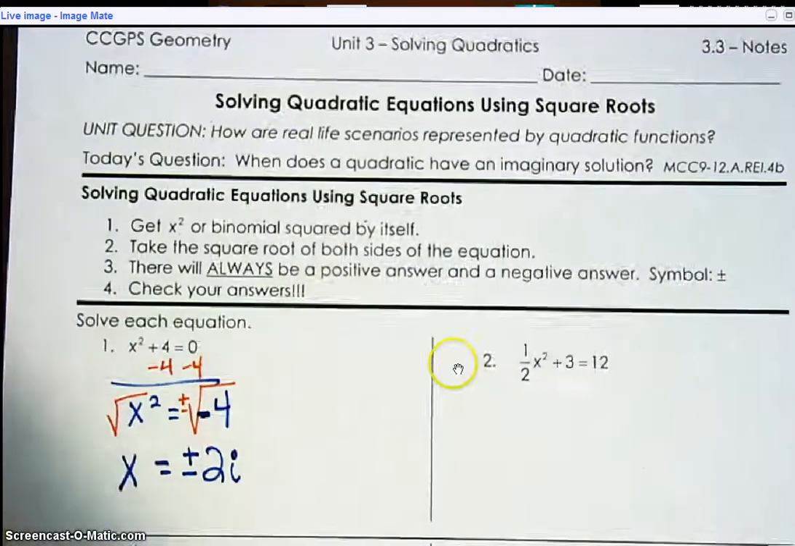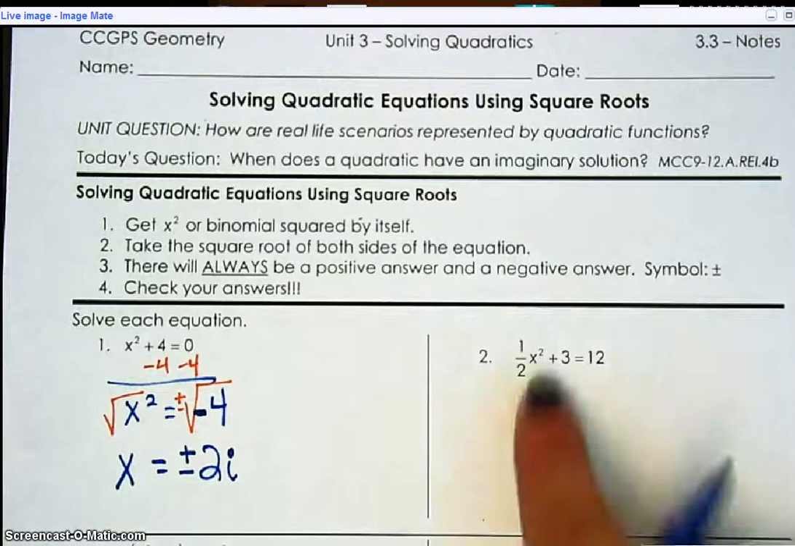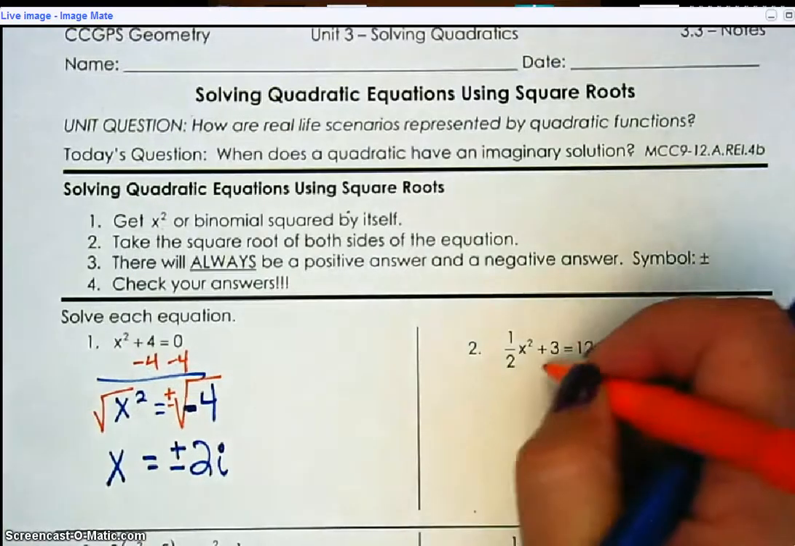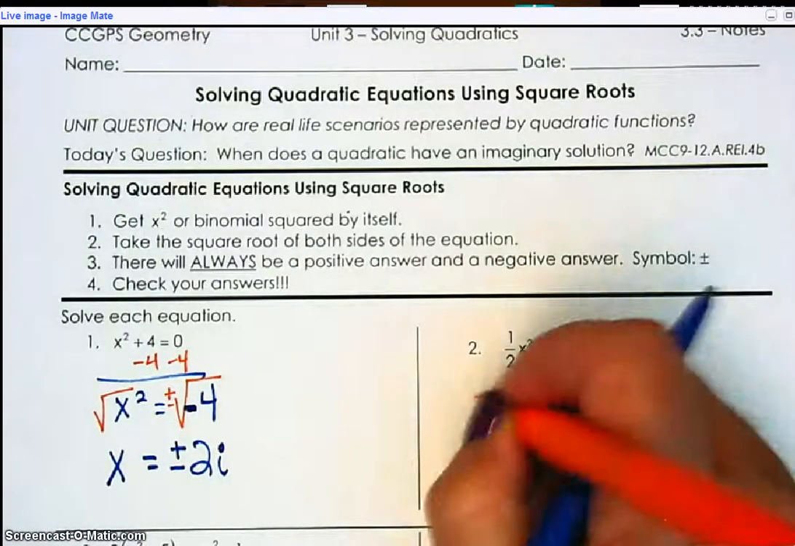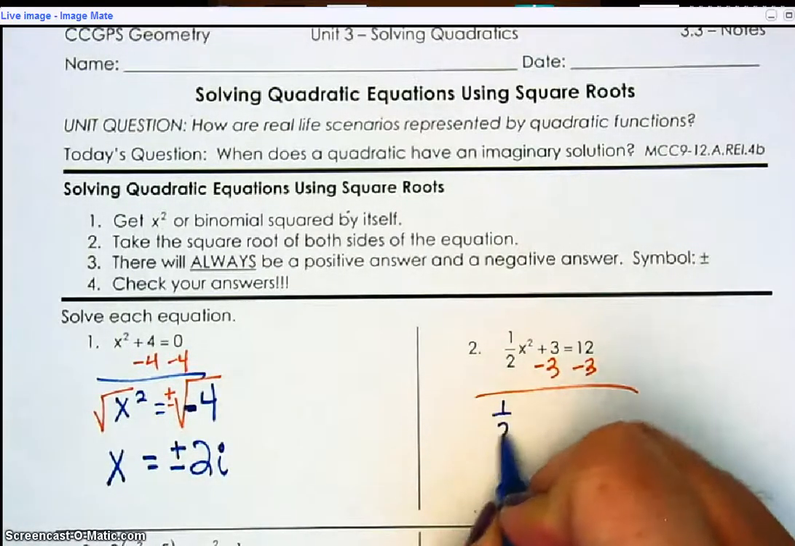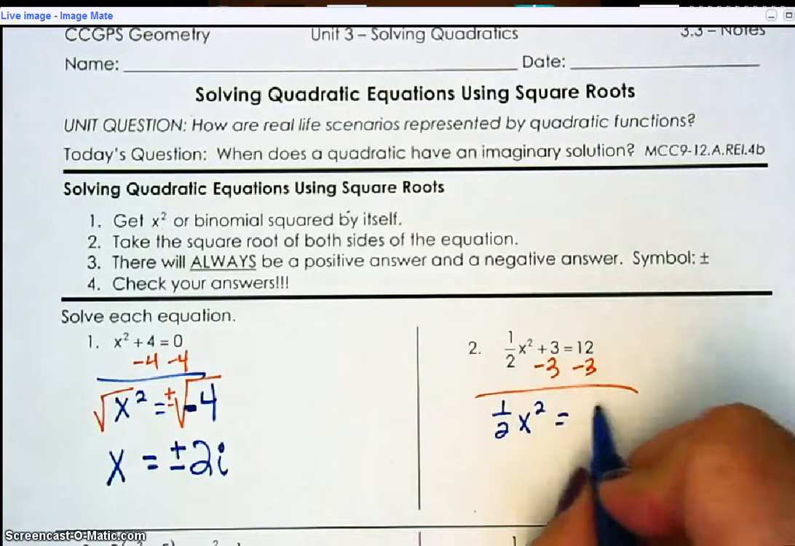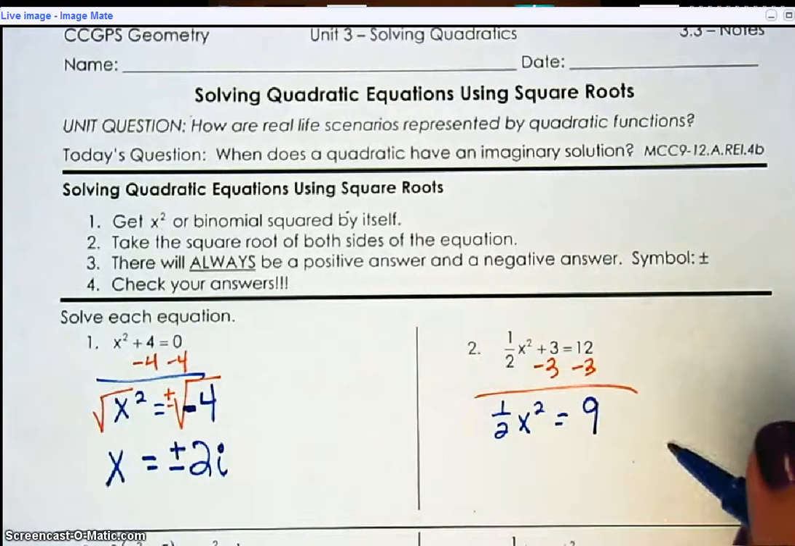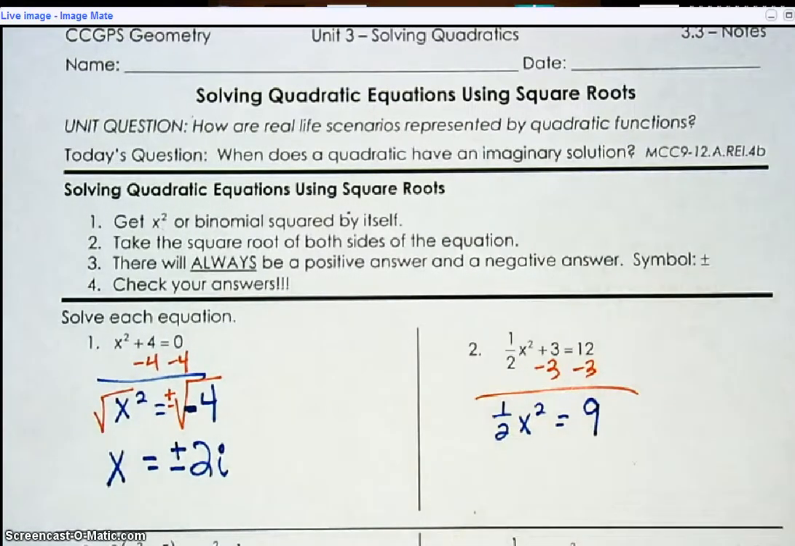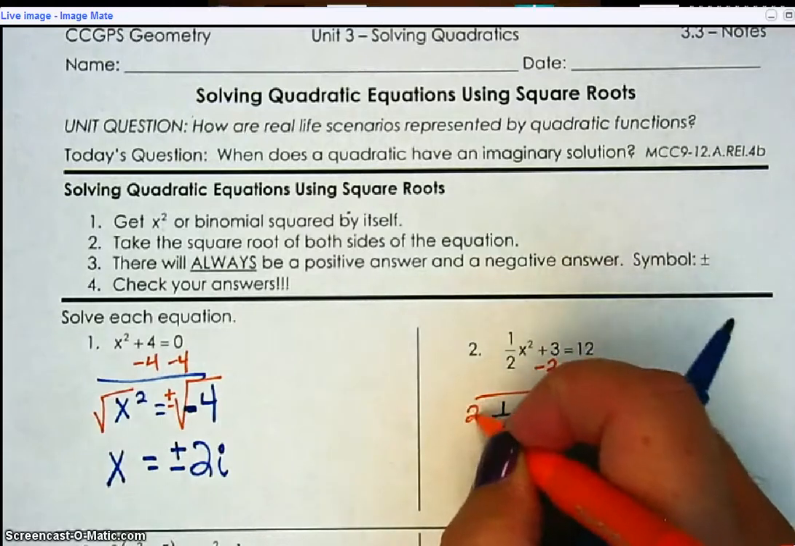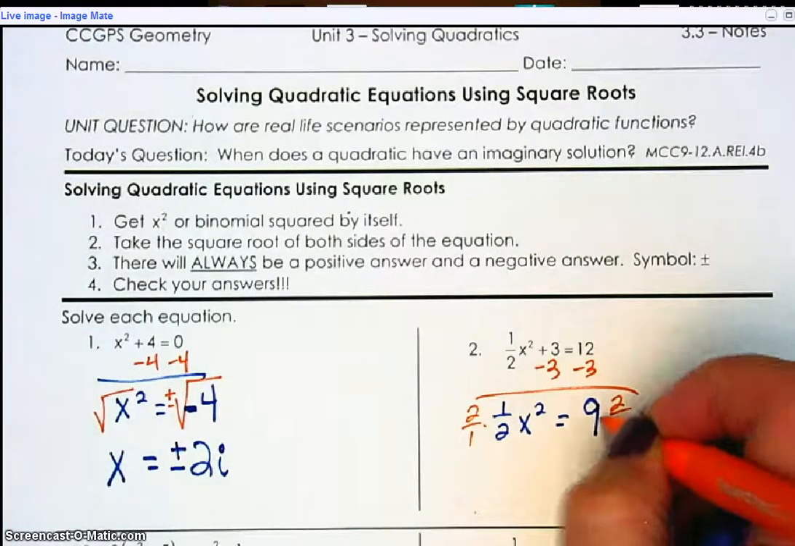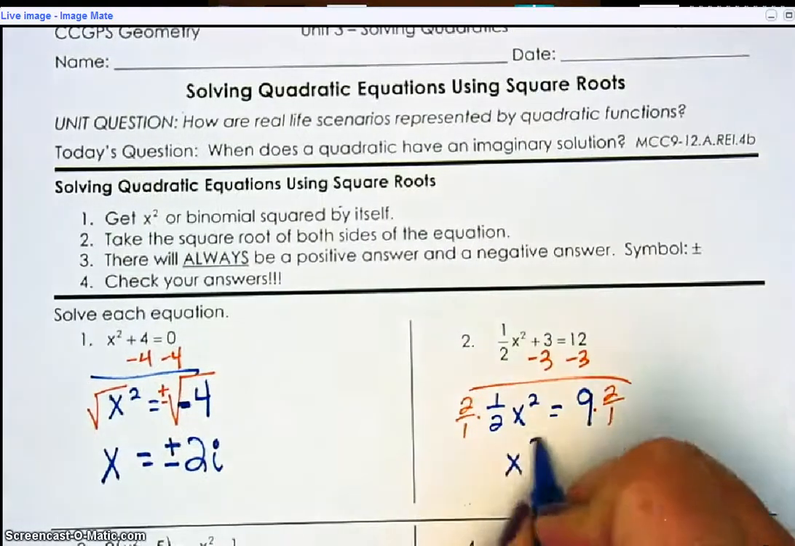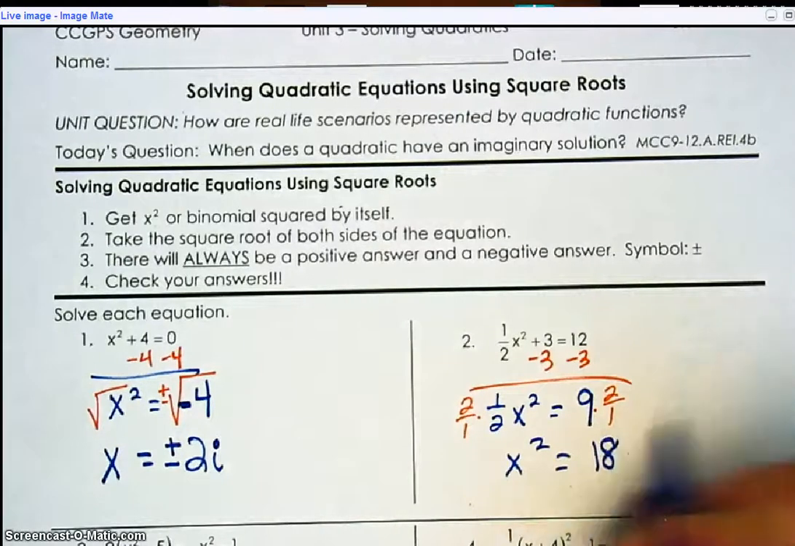All right, problem number 2. We need to get the squared term all by itself, so we're going to subtract 3 first. And we have 1/2 x squared is equal to 9. Now to get rid of this fraction in front, you multiply by the reciprocal. So 2 over 1. So that leaves me with x squared equals 18.